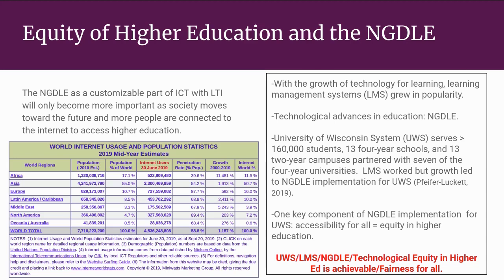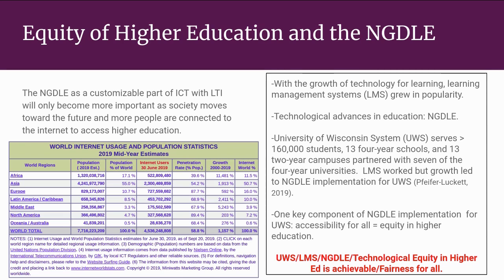Now, regarding NGDLE, the University of Wisconsin system, for example, serves more than 160,000 students. The UW system has 13 four-year schools and 13 two-year campuses that have partnered with 7 of the four-year universities. And using a learning management system has worked well for the UW system, but organic growth just naturally led to NGDLE implementation. Also, one key component of this NGDLE implementation for the UW system is accessibility for all students, which leads to equity in higher education, which is fairness in education.